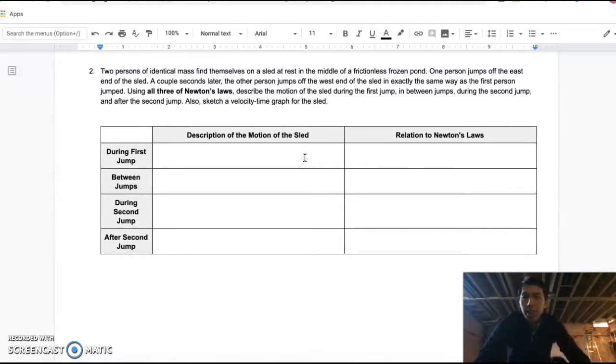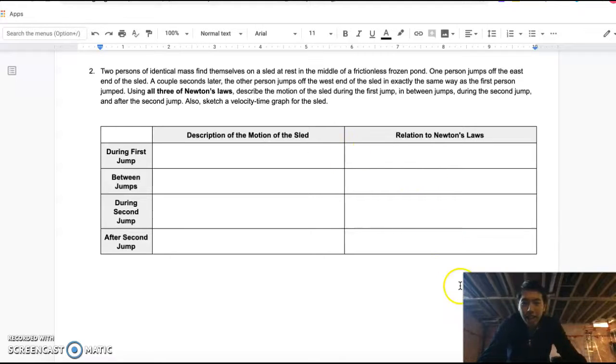Alright, number 2. Two persons of identical mass find themselves on a sled, at rest, in the middle of a frictionless frozen pond. One person jumps off the east end of the sled. A couple seconds later, the other person jumps off the west end of the sled in exactly the same way as the first person jumped. Using all three of Newton's laws, describe the motion of the sled during the first jump, in between jumps, during the second jump, and after the second jump. Also, sketch a velocity time graph for the sled. So this is actually quite a long question here.